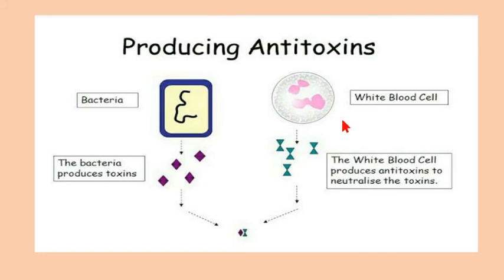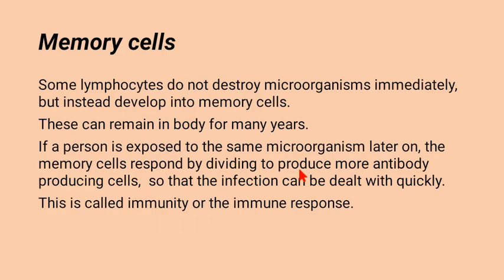Now, lymphocytes also produce antitoxins. Usually, bacteria produce toxins, so white blood cells, in response to those toxins, produce antitoxins in order to neutralize the toxin. So that's how we are protected from pathogens.